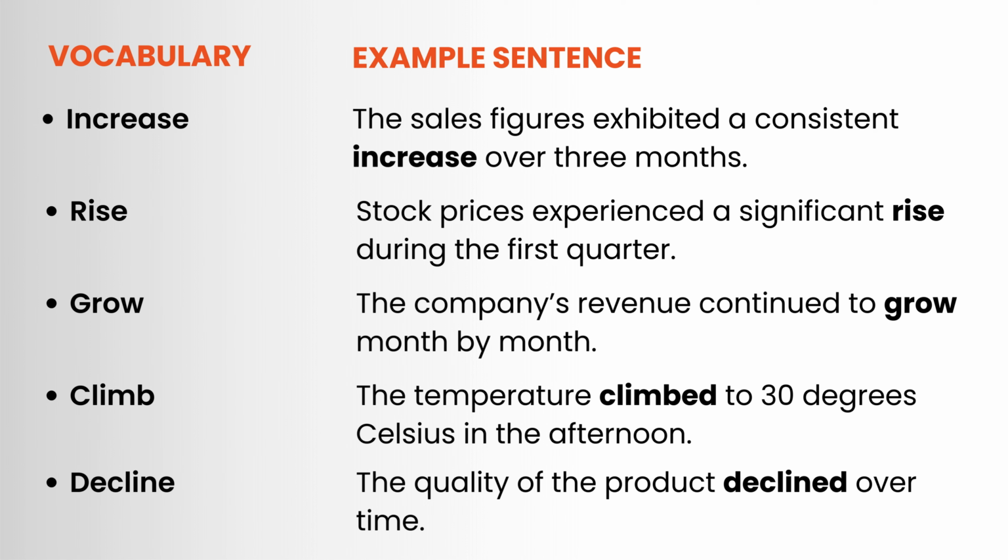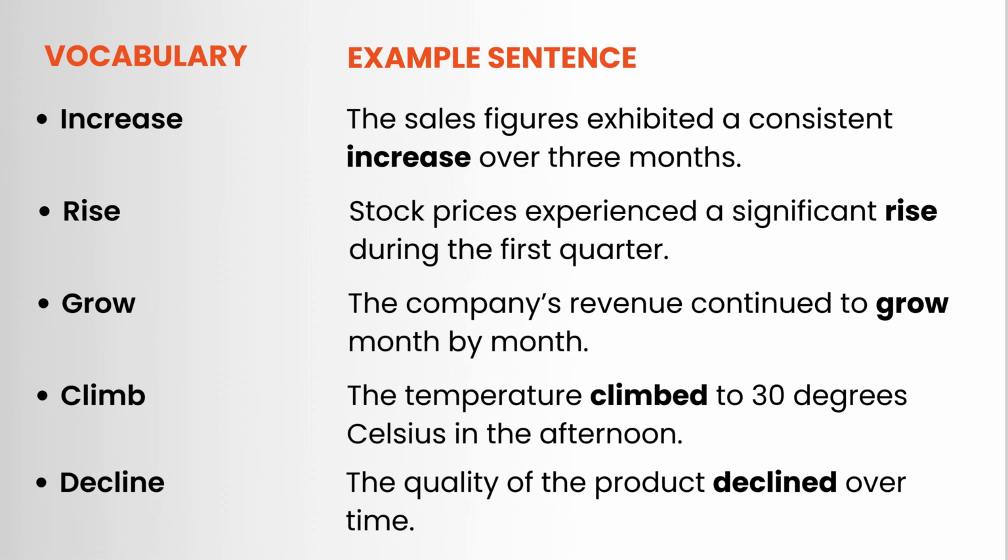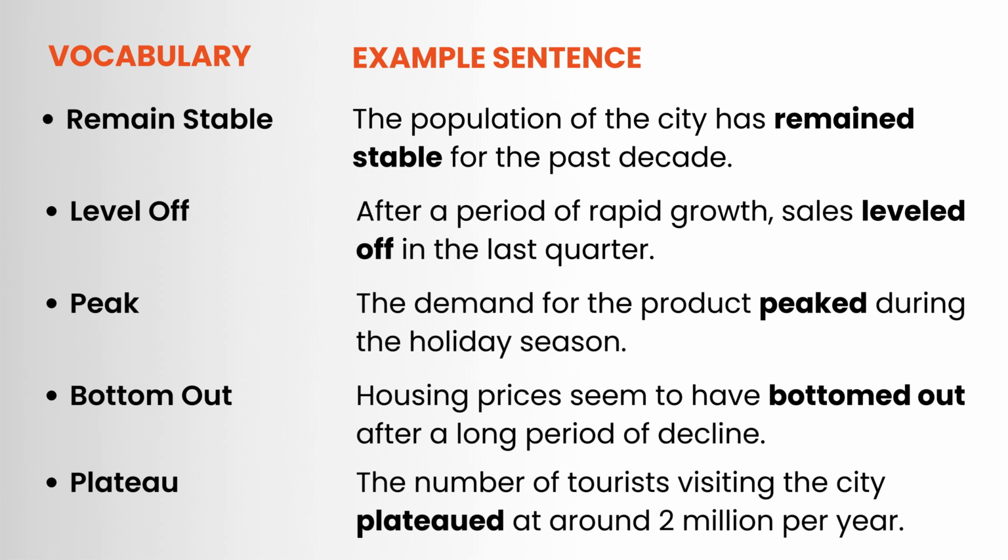Decline. The quality of the product declined over time. Remain stable. The population of the city has remained stable for the past decade. Level off. After a period of rapid growth, sales leveled off in the last quarter. Peak. The demand for the product peaked during the holiday season. Bottom out. Housing prices seem to have bottomed out after a long period of decline.